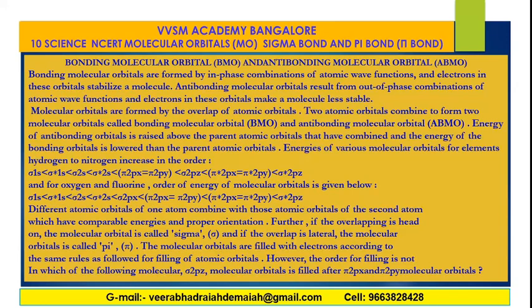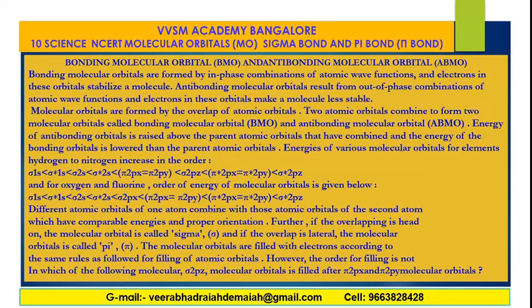The two atomic orbitals combine to form two molecular orbitals called bonding molecular orbitals BMO and anti-bonding molecular orbitals ABMO. Energy of anti-bonding orbitals is raised above the parent atomic orbitals that have combined, and the energy of the bonding orbitals is lower than the parent atomic orbitals. Energies of various molecular orbitals for elements hydrogen to nitrogen increase in the order as follows.